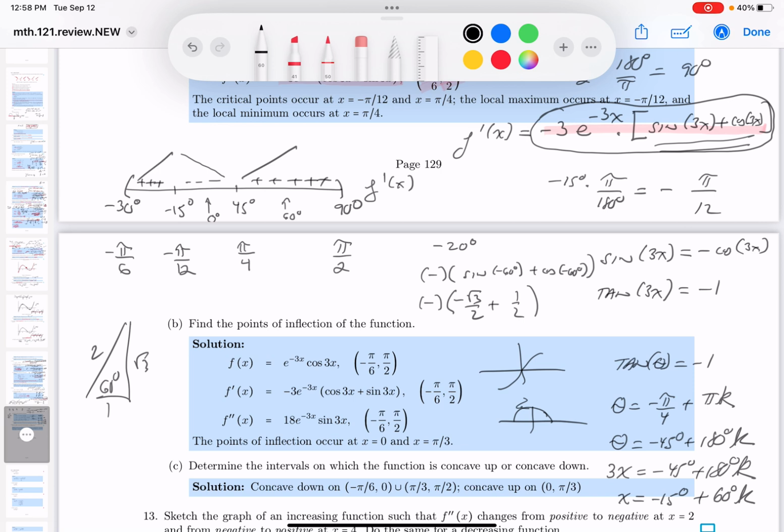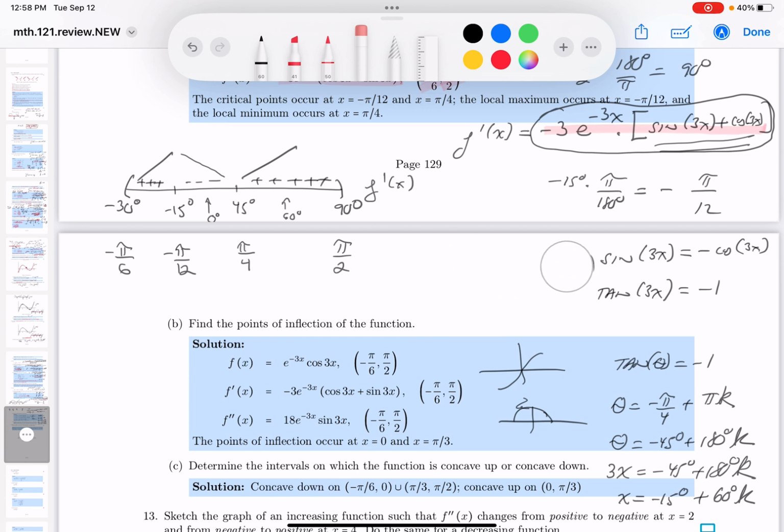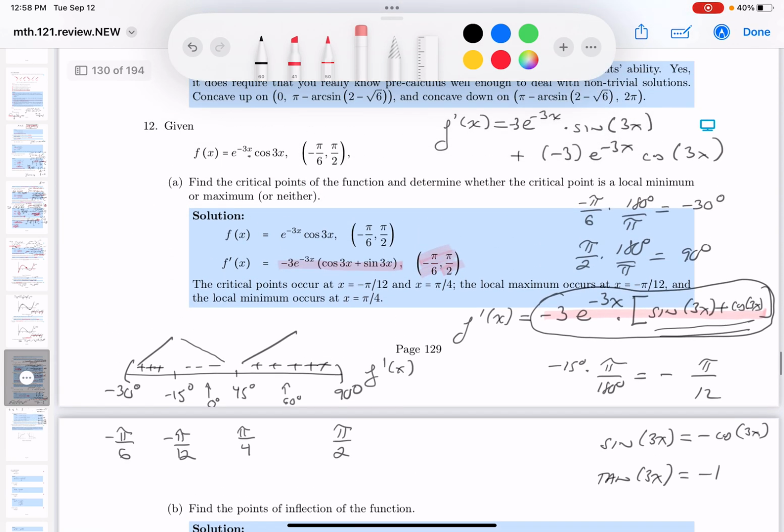All right, let me get my eraser out. I'm kind of done with this business over here. And what I want to do is talk about what the question was. And this is just part A. Part A says, the critical values, what are they?